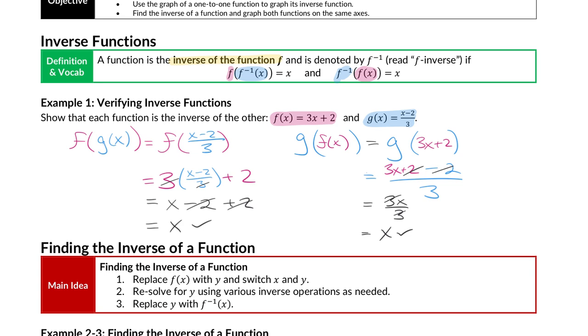So again, that's verifying. You'll know you'll be doing this if the question uses the word verifying or show that each is the inverse. That's your indicator that you're going to have to compose them both directions to make sure you get out x.